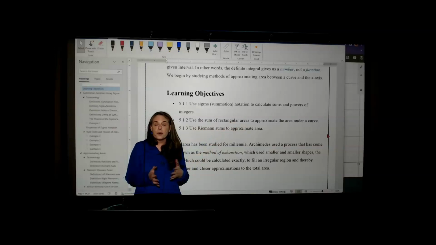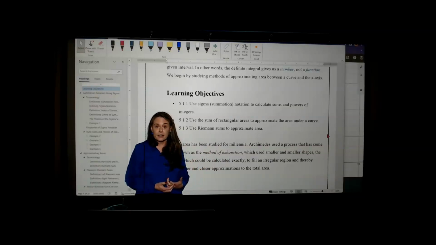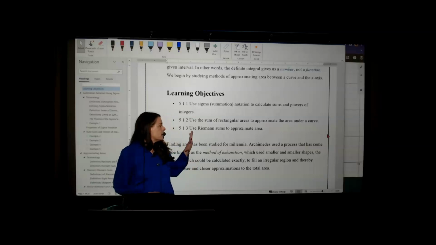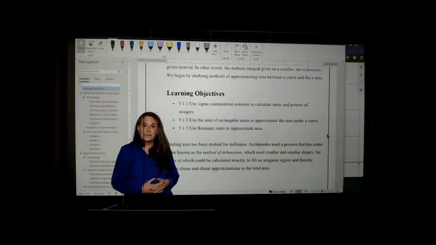In other words, we're going to approximate the area below some curve and above the independent axis by dividing it into, well, rectangles, finding the area of the rectangles and adding them together. That's basically what a Riemann sum does. We'll use these sums to approximate the area.